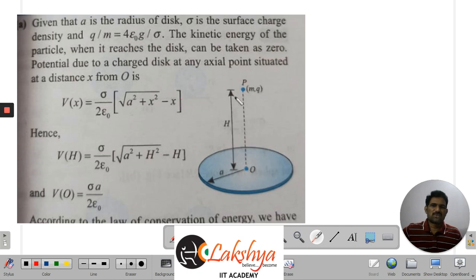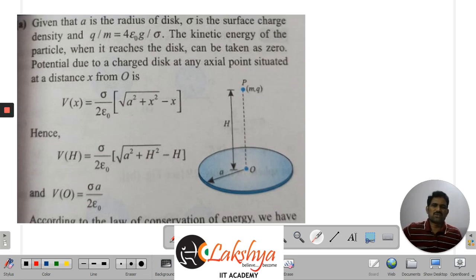So here the x is nothing but this h is given. So instead of x square, we just need to write h square. This is the initial potential. So now potential energy means into small q we can write simply. Now final potential means potential on the center, right? So potential on the center means in this expression you can substitute x is equal to 0, then sigma a by 2 epsilon naught you will get here. So now that is the potential here.